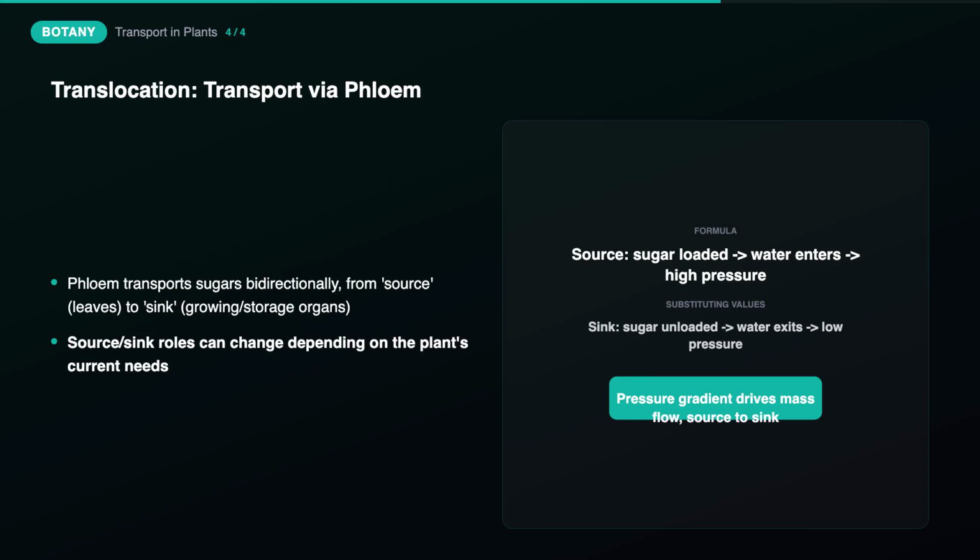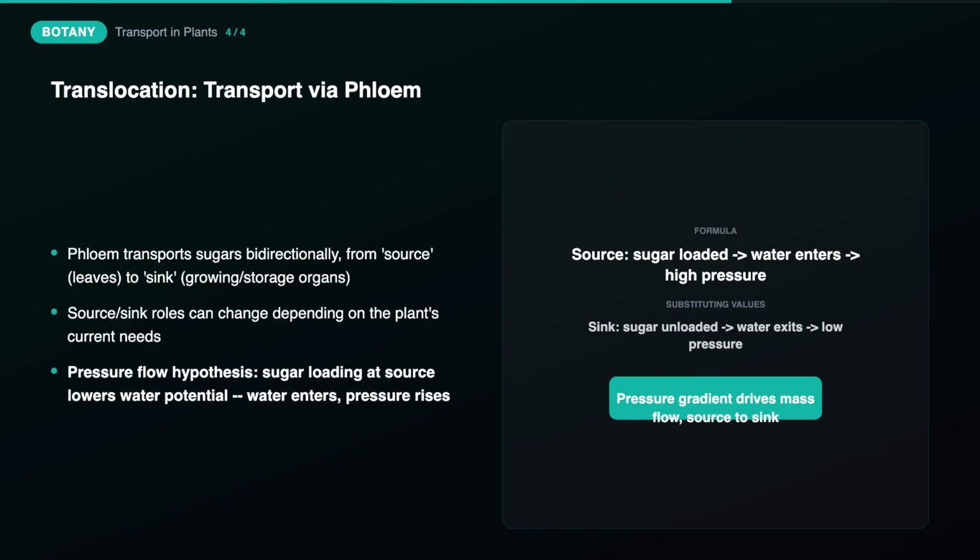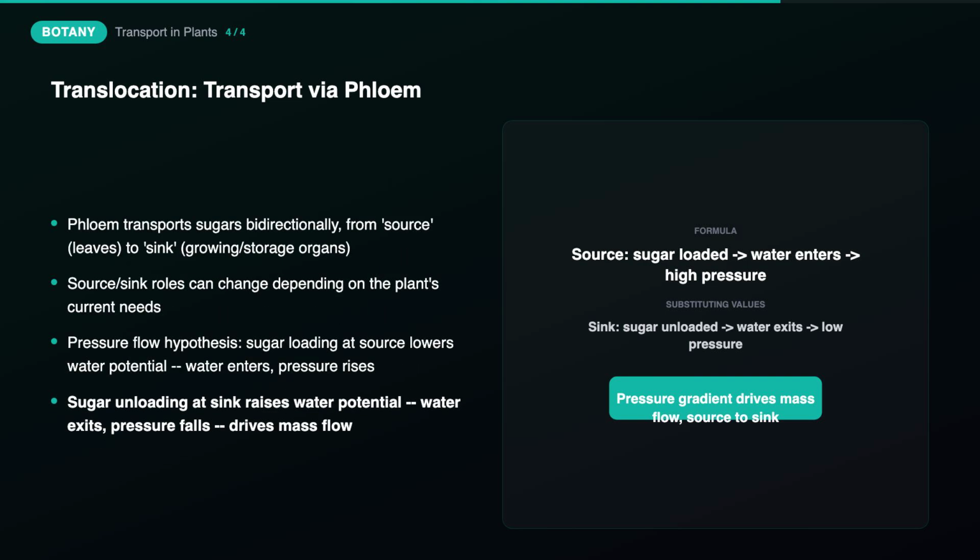At the source, sugar is actively loaded into the phloem's sieve tubes, using energy, which sharply lowers the water potential inside the phloem there, causing water to enter from the adjacent xylem by osmosis and raising hydrostatic pressure at the source end. At the sink, sugar is unloaded and consumed, or stored, raising the local water potential inside the phloem, causing water to exit, which lowers pressure at the sink end.